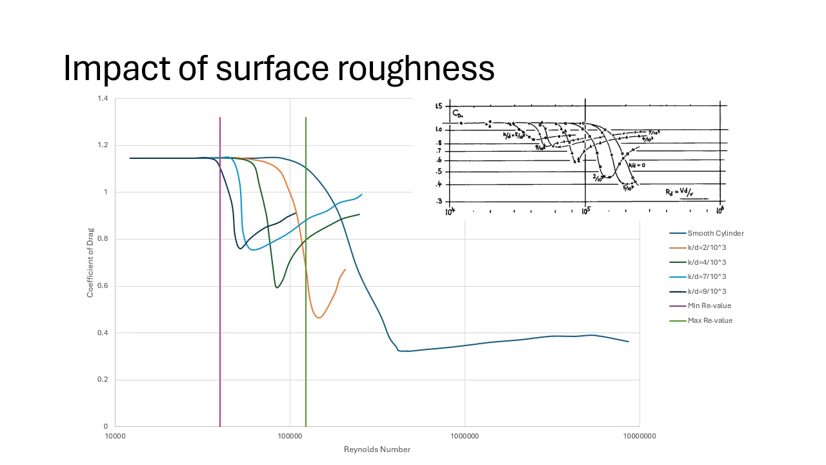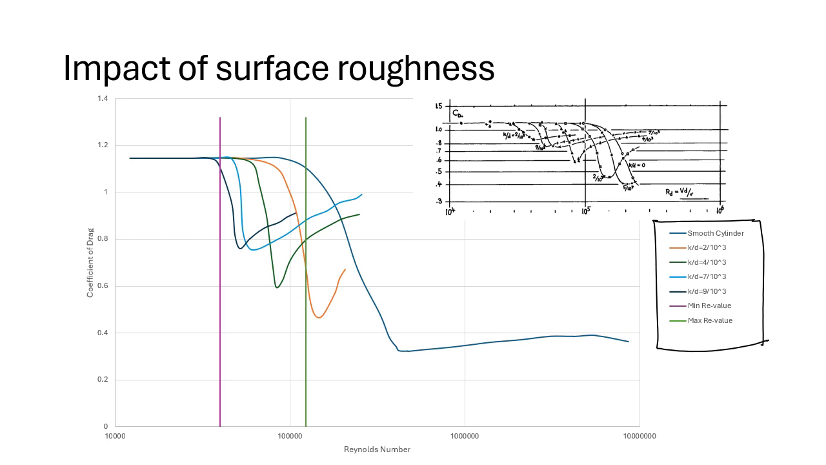So let's have a look at the drag of a cylinder and the impact of surface roughness. So just to start off, we're going to look at this legend here, which is smooth cylinder and then various surface roughness characteristics, and then also the minimum and maximum Reynolds number value, which I've calculated for my leg. So we can just go through the Reynolds number first.